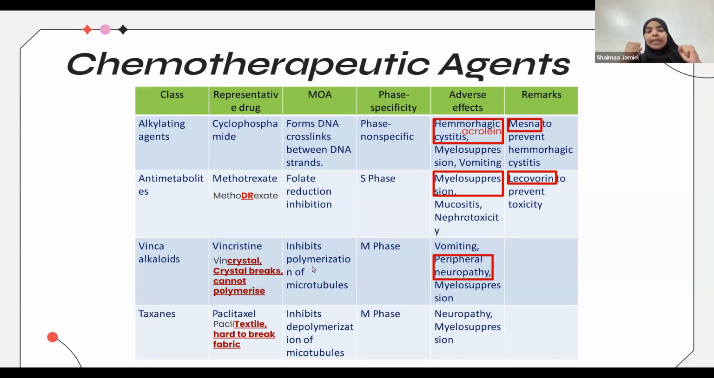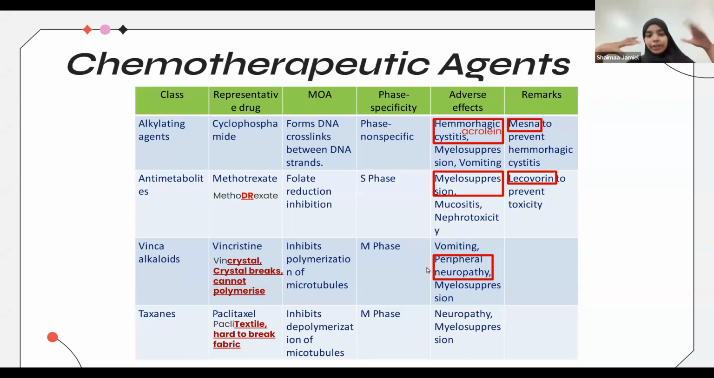So for example, you need polymerization during the metaphase because you want to make the spindles and connect the sister chromatids and so on. But if you're not able to polymerize, you're not going to be able to do this M phase or mitosis and metaphase. And therefore, the cell's not going to divide, it's going to die, it's not going to be able to pass through. Okay, and taxanes, it's the opposite, where you inhibit the depolymerization.